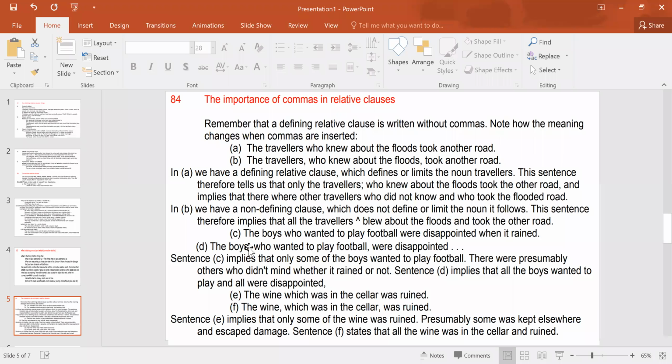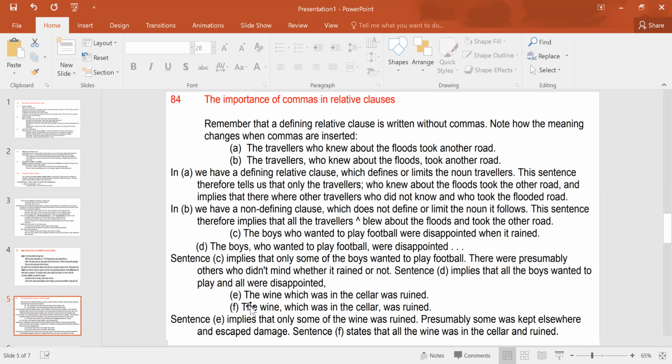You can also apply the same rule to examples C, D, E and F. Here in C, the boys who wanted to play football were disappointed when it rained. And in D, the boys, comma, who wanted to play football were disappointed. So sentence C implies that only some of the boys wanted to play football. There were presumably others who did not mind whether it rained or not. Whereas example D implies that all the boys wanted to play and all were disappointed.